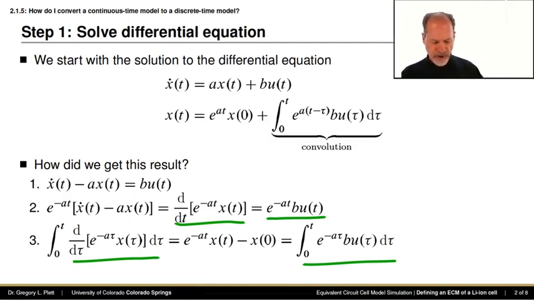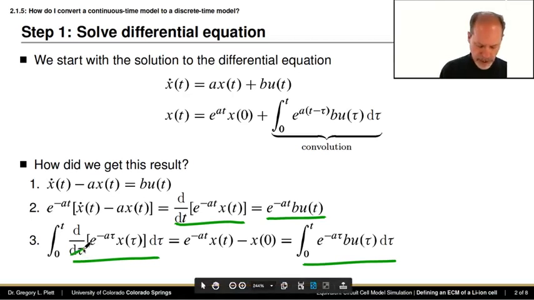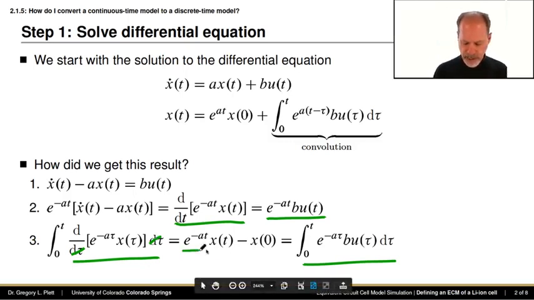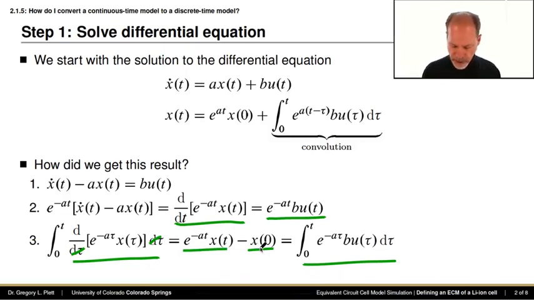Now, on the far left side, we've got the integral of a derivative, and we notice that this d tau here cancels with that d tau, and so I really have the integral of d something. When I integrate d something, I get that something evaluated between the limits of the integral. So the something is e to the negative a tau x of tau, so I have that evaluated between tau equals t minus the value at tau equals 0. So that gives me those terms right there.